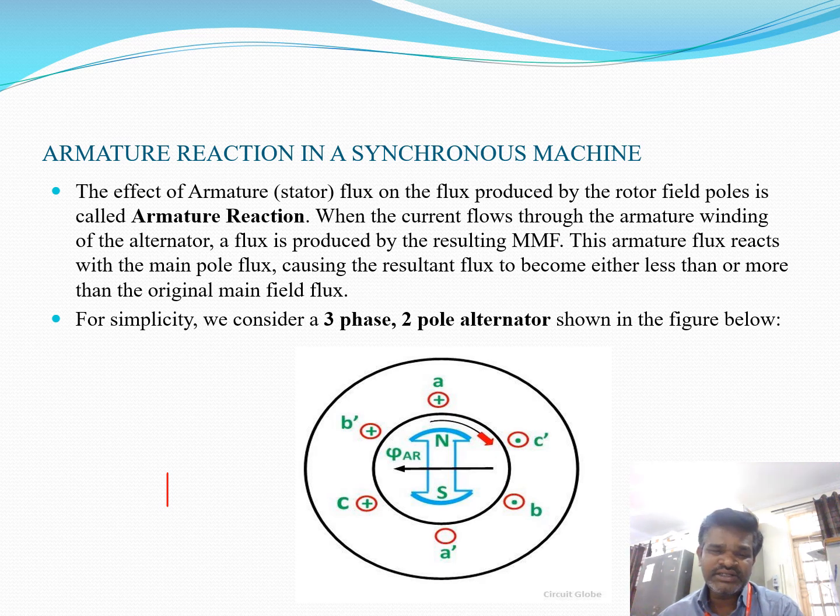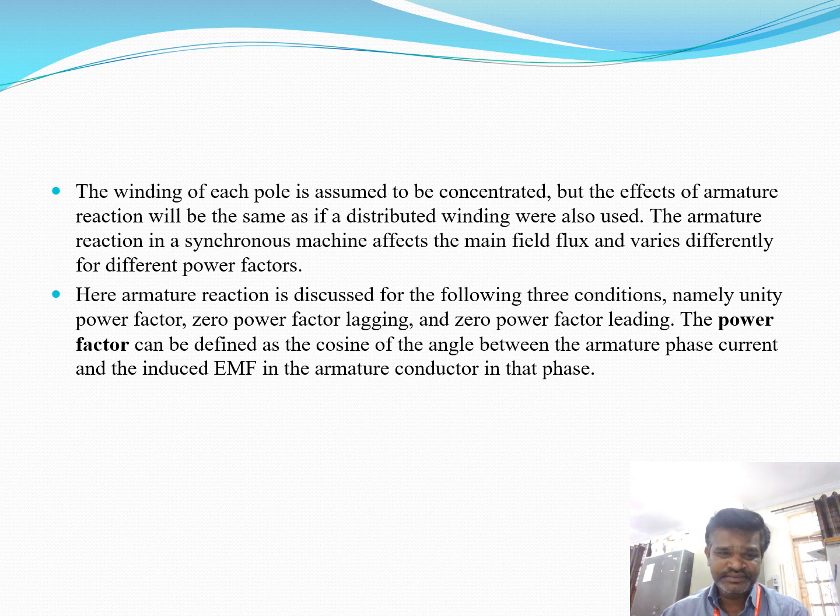For example, here I am considering a 3-phase 2-pole alternator. So these are the two poles, one is a north pole and one is a south pole. It is the rotor of the alternator and it is the stator of the alternator. The rotor of the alternator is excited with a small DC supply. The winding of each pole is assumed to be concentrated winding, but the effects of armature reaction will be the same if distributed winding is also used.